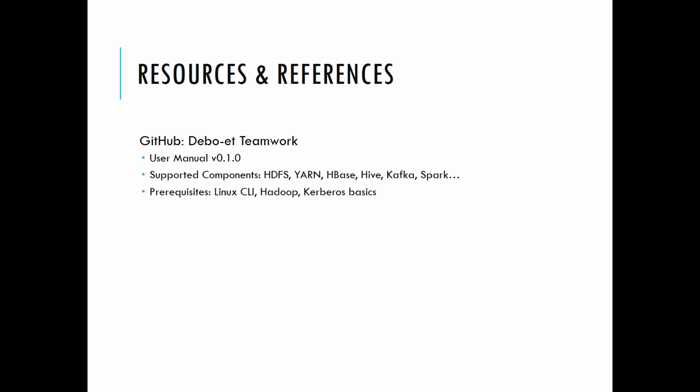The definitive guide is the user manual, version 0.10, which details every command, flag, and configuration parameter. Debo supports a wide array of components, core infrastructure like HDFS, YARN and HBase, processing engines like Hive, Kafka, and Spark, and security tools like Ranger and Atlas.